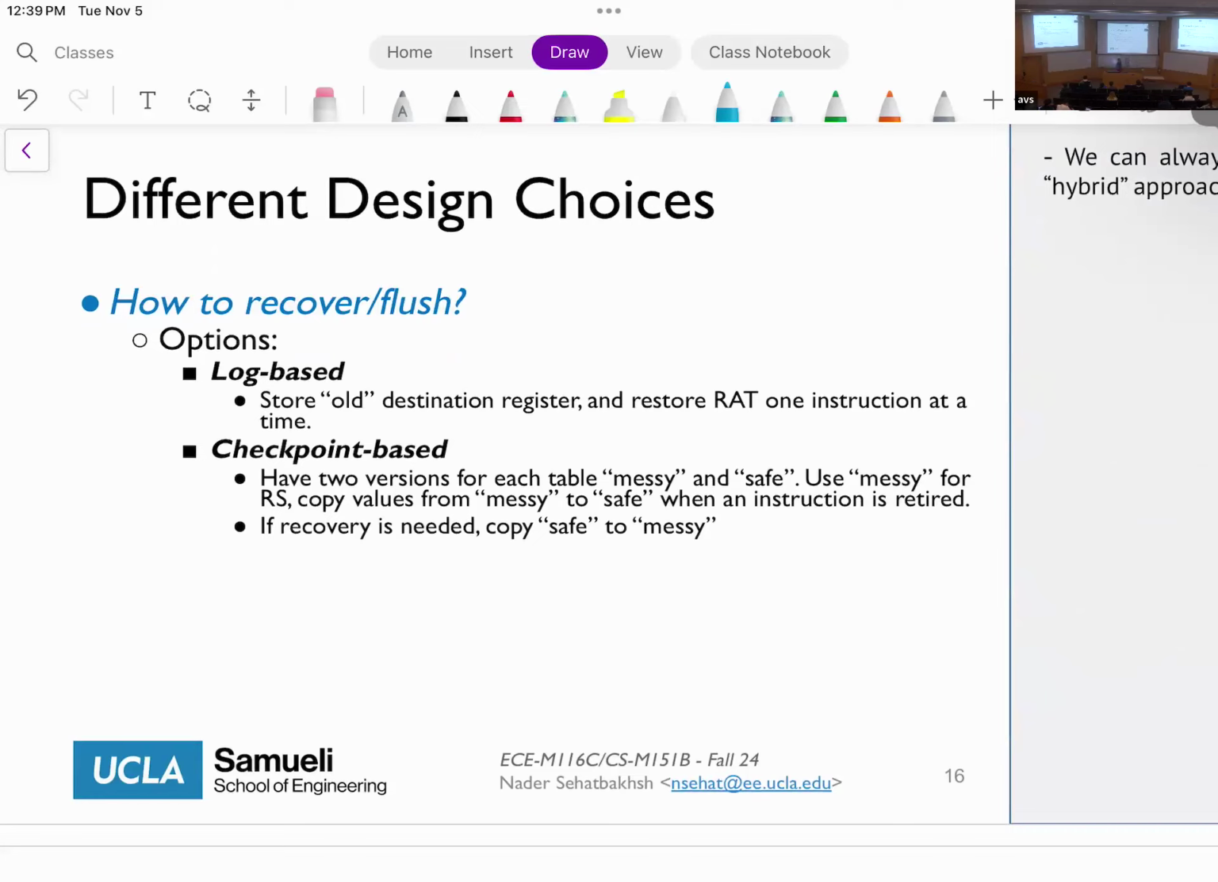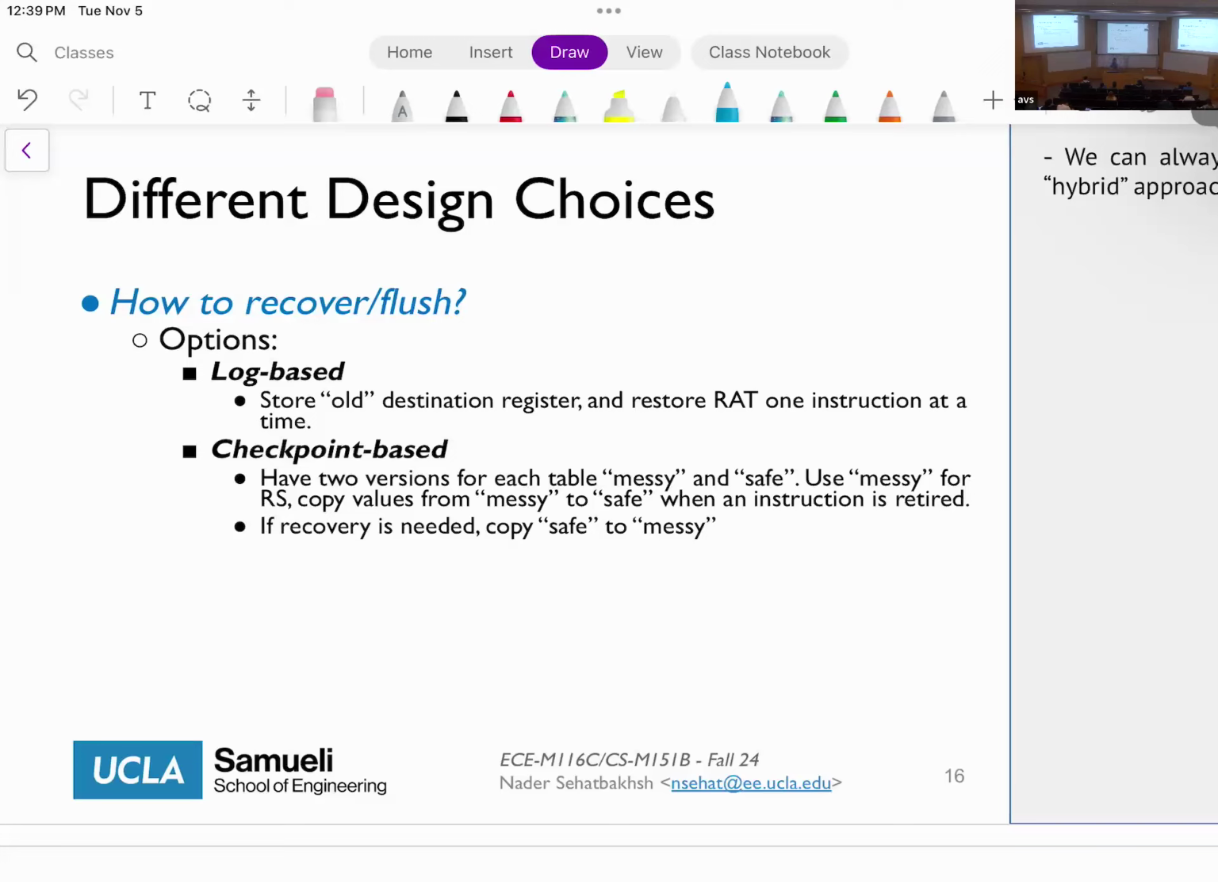So log-based strategy means that whatever I do, I also store my logs, okay? For example, for RAT, if you remember, not only did I have my mapping between physical and architectural, I also stored the older mapping. You remember we had the old register? So we kind of stored the logs. Whatever we do, we also store the previous things for that, okay? And for every register, we can do that too, okay?